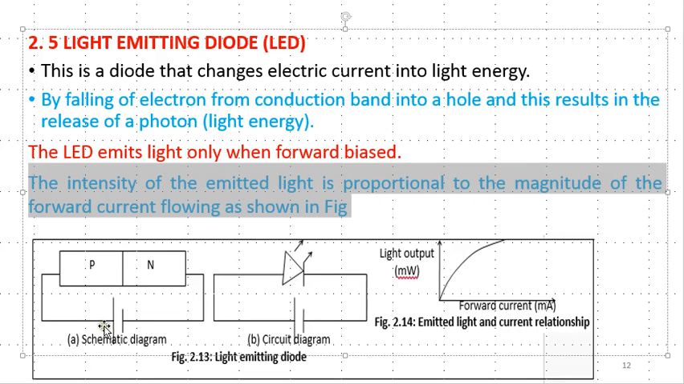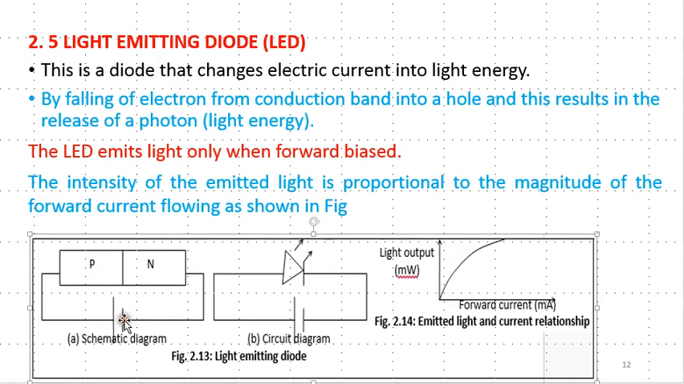Here is the circuit diagram. This is my battery and this is my p-n junction diode. You can see the positive pole of the battery is connected to the p terminal and the negative to the n terminal, and this is what we call forward biasing. And this p-n junction diode, we can now replace it with this symbol. You can see two arrows pointing outward, meaning it is producing light as an output.